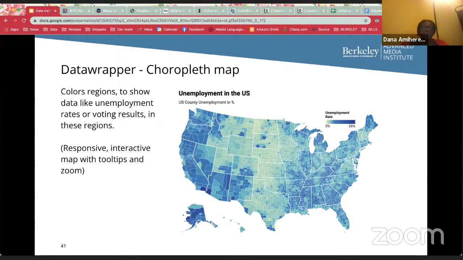So basically you are showing differences, you're making comparisons by using color. You're using a darker color for a bigger number and a lighter color for a smaller number. That's the accepted way to do it. People flip them sometimes, but that is the wrong way to do it. And in Datawrapper, that type of chart is responsive, which means it'll look good on a phone. It can be interactive with tooltips, and it can also zoom in.